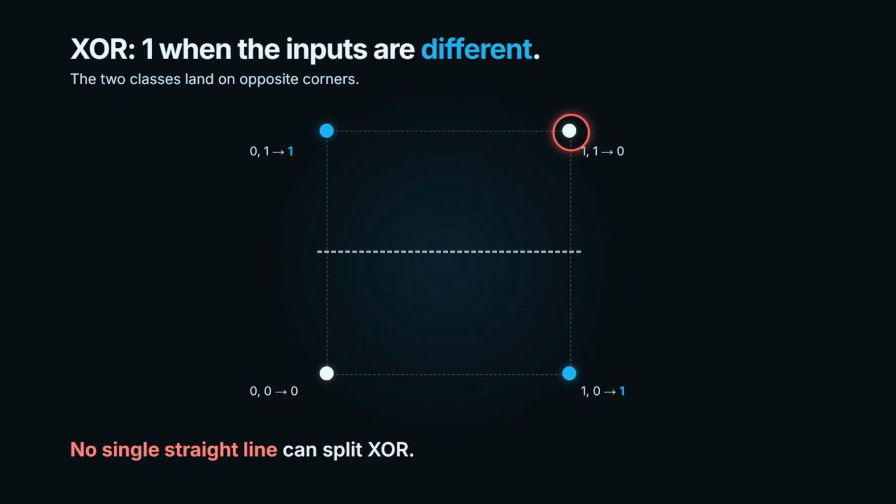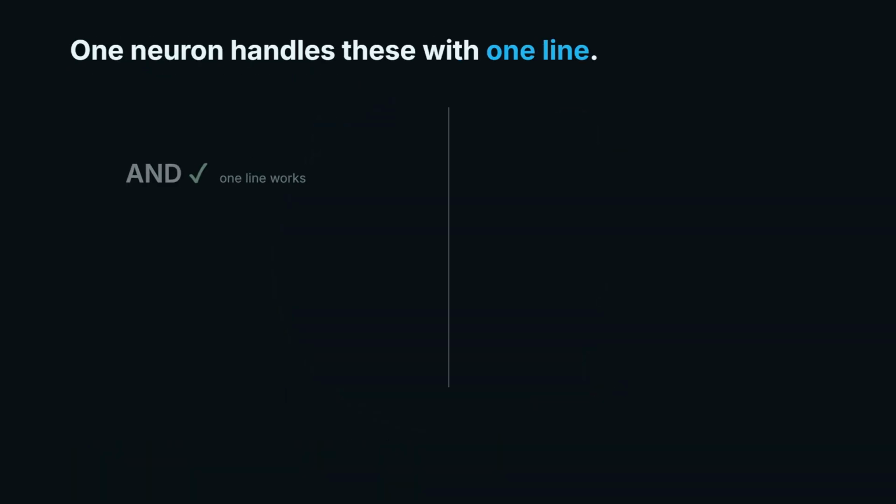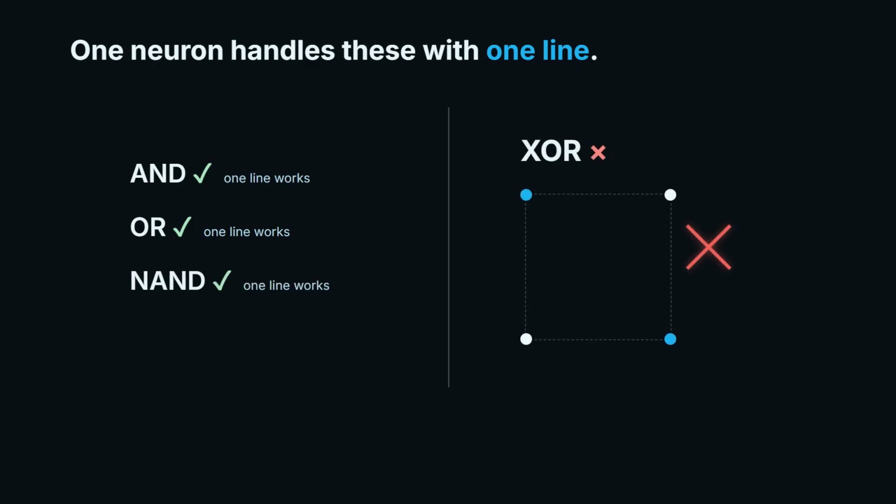Plot the 4 cases, and the two classes sit on opposite corners of a square. No straight line can separate them. Try to draw one, and you will always get a corner wrong. A single neuron can happily learn AND, OR, and NAND because each of those is separable by one line. It can never learn XOR.